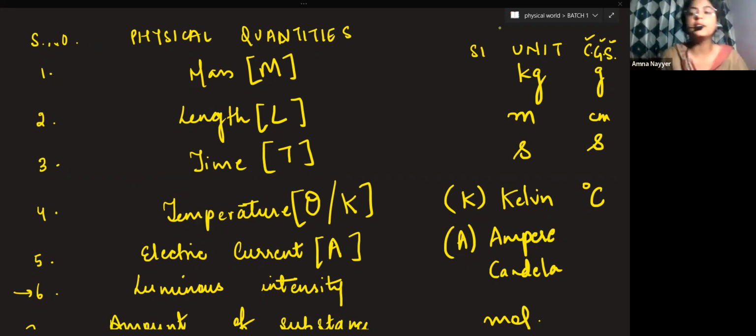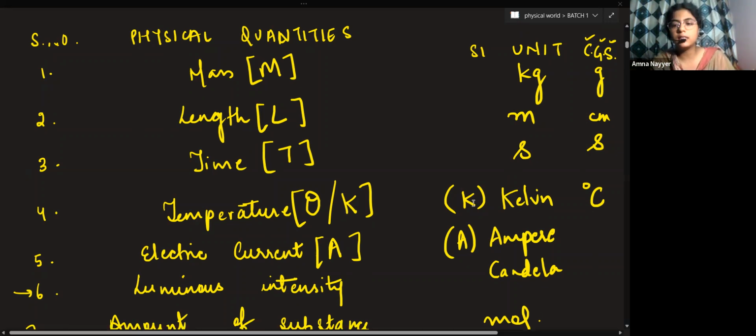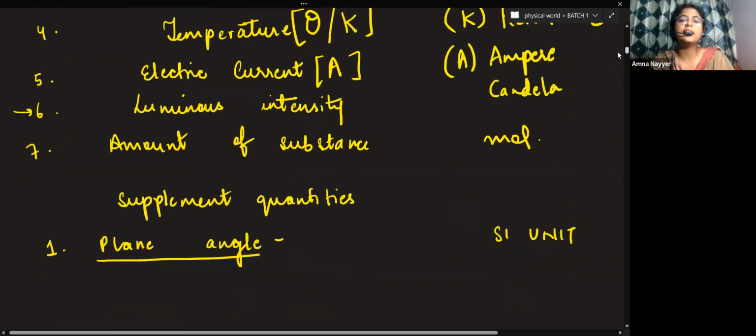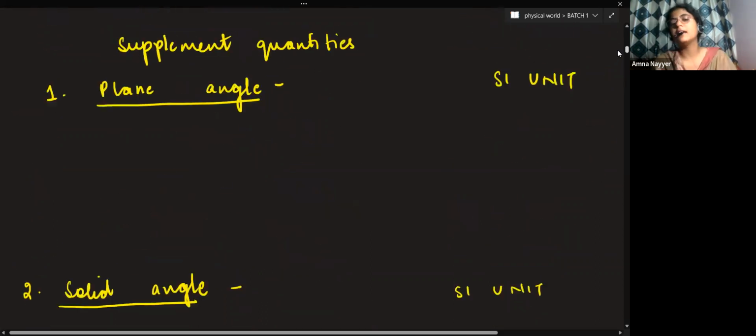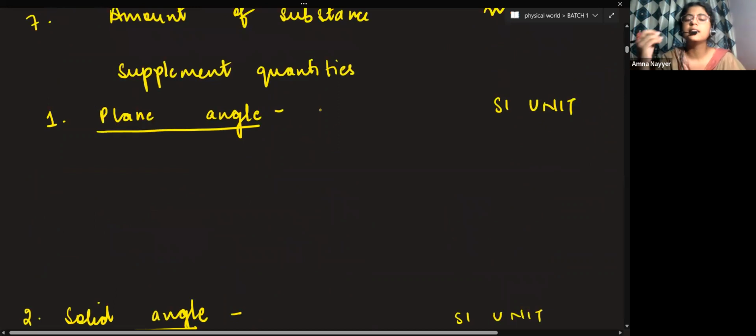All right, so these were the 7 fundamental quantities. As I was mentioning to you, there are 2 supplementary quantities as well along with the 7 fundamental quantities. Let's see. First quantity is a plane angle. Plane angle is basically an angle that is formed in one dimension, 1D plane.